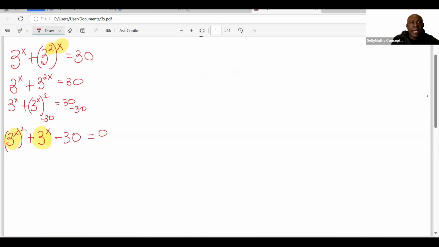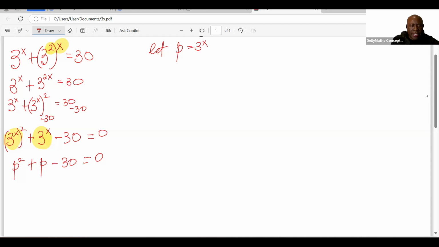What I'm going to do is let p equal 3 raised to the x. So I'm going to substitute p wherever I see 3 raised to the x. Right here, I'm going to have p squared plus p minus 30, and this is equal to 0. The next step is that I want to solve for p. Because I'm seeing a quadratic here, I'm going to try to factorize, right? So let's take a look.